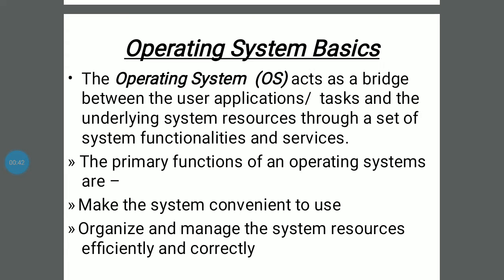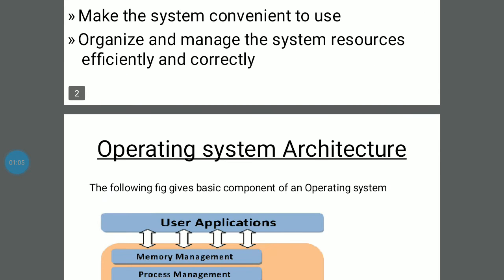The primary functions of an operating system are to make the system convenient to use, and to organize and manage the system resources efficiently and correctly. So the user has to use the system resources, whatever they might be, CPU, network card, or whatever it is. The system has to work properly and organize and manage the system resources efficiently and correctly.